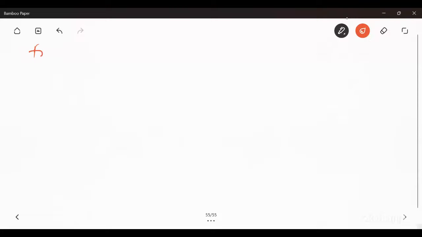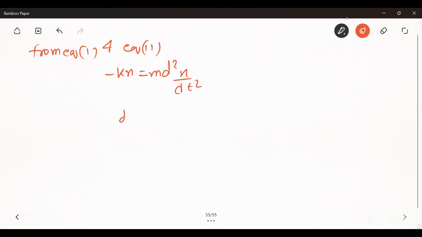Now from equation first and second, minus kx is equal to m d square x by dt square, because they both have equal LHS, so they both have equal RHS. So d square x by dt square is equal to minus k by m x. k by m is known as omega square. So d square x by dt square is equal to minus omega square into x.